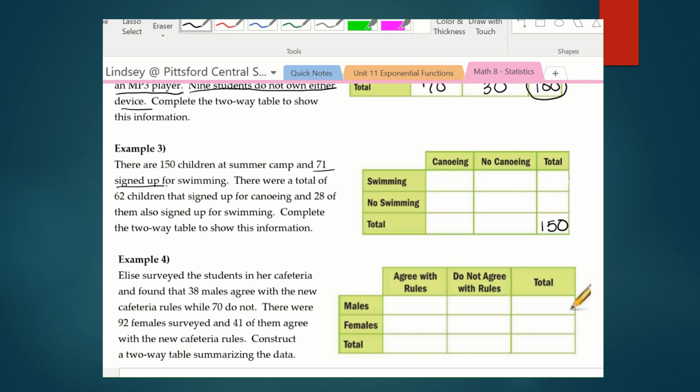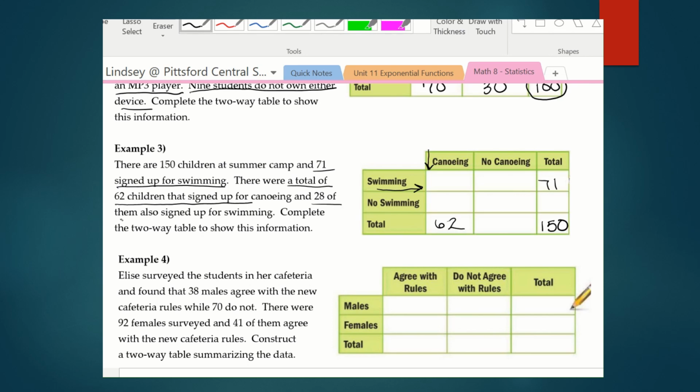71 signed up for swimming. That doesn't tell us anything about canoeing though. It strictly talks to us about swimming. So looking at the row for swimming here, my total number of swimmers is 71. There were a total of 62 children that signed up for canoeing. Canoeing is a column. So the total number of children that signed up for canoeing is 62.